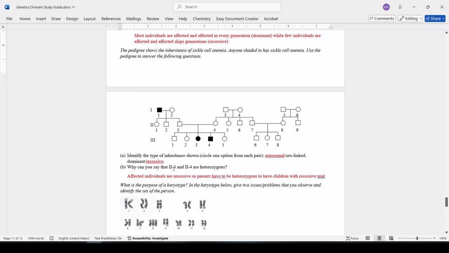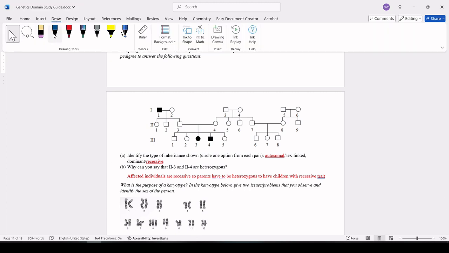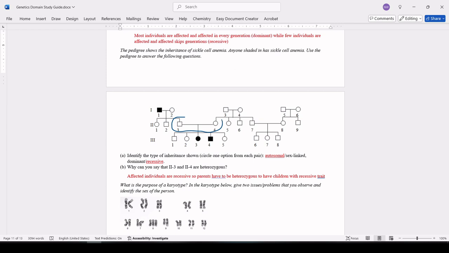Why can you say that generation 2, individual 3 and 4 are heterozygous? So the numbers here, the Roman numerals 1, 2, and 3, are the rows, which are the generations, and then the individuals are just numbered 1 through however many. So for 3 and 4, we are looking at this couple here kind of in the middle on the left, right here. This is the couple we're looking at.